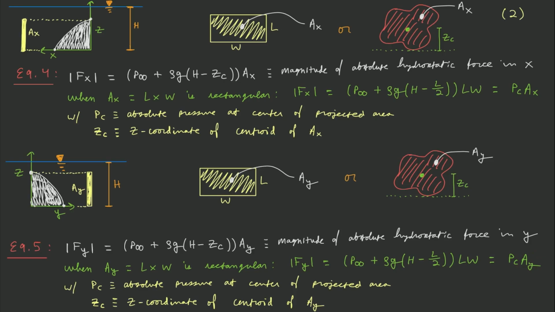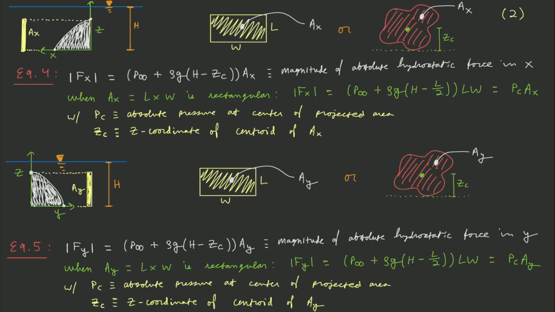So the takeaway from this slide is, to find the force in x, you find the projected area in x, then you find the pressure at the centroid of the projected area in x, and then you multiply that by the area in x, and that will give you Fx. And the same for Fy. You find the projected area in y, you find the pressure at the centroid of the projected area in y, and then you multiply by the area in y, and that gives you Fy. So that's how you find Fx and Fy.